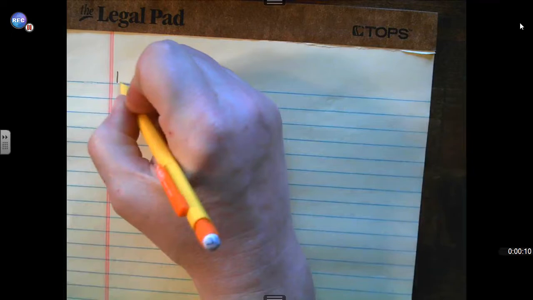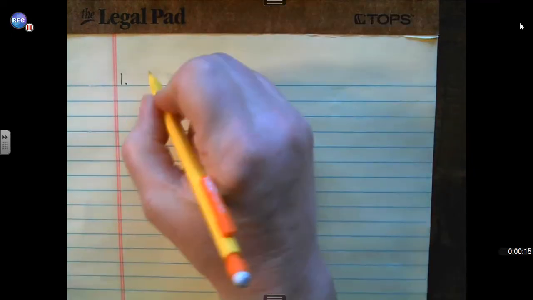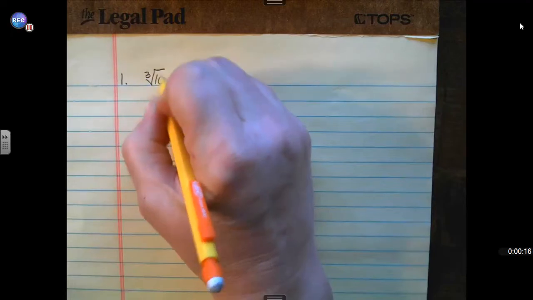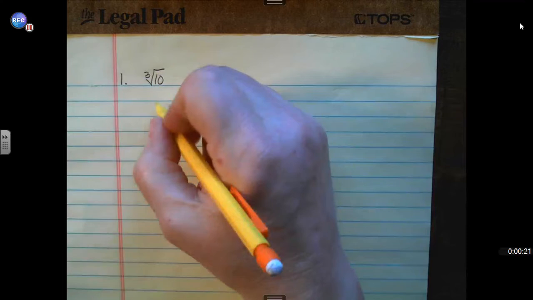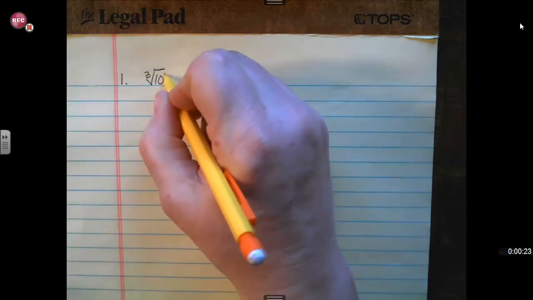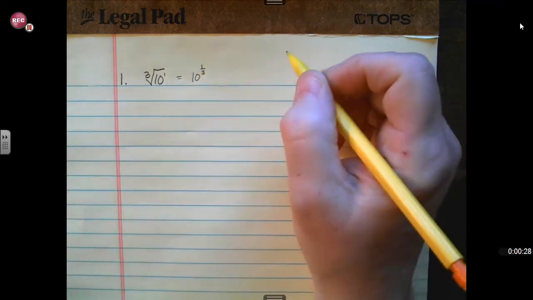The first question on the review sheet is to write the cube root of 10 with rational exponents. In other words, write it with a fraction. So 10 is to the first power, which means this is the same as 10 to the 1/3.